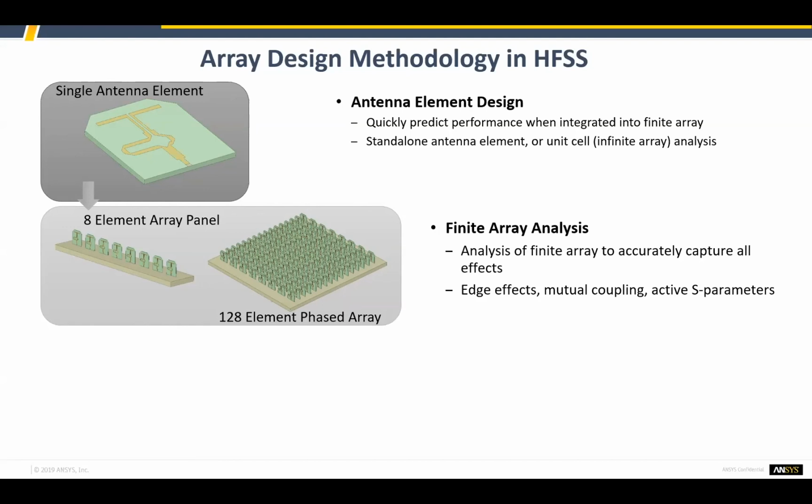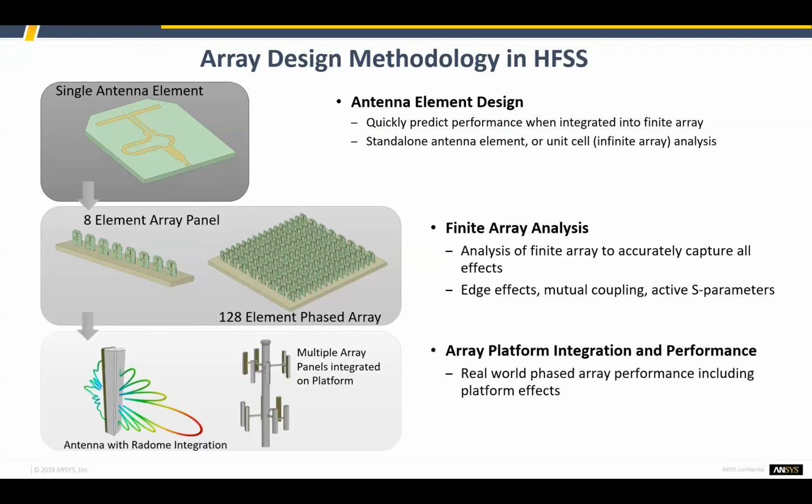So we can now do the finite array analysis, and when we have a 128 element phased array, we can solve that in HFSS. However, within HFSS we have tools that allow us to be quite efficient at solving these arrays. Doing a 128 element phased array using brute force is possible in HFSS, but we do have some built-in tools that allow us to solve this 128 element phased array and take into account edge effects and mutual coupling effects without having to brute force this simulation.